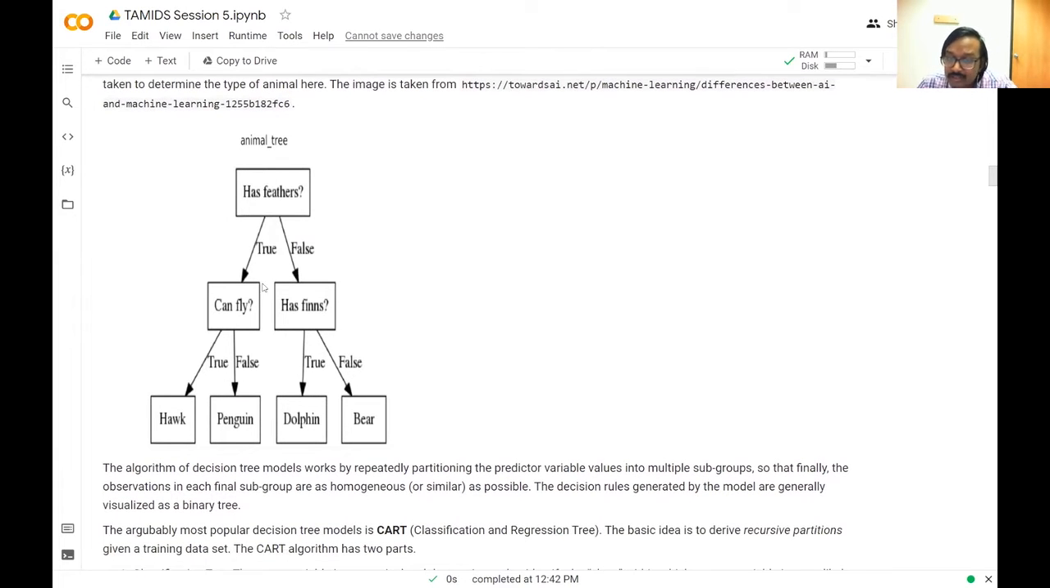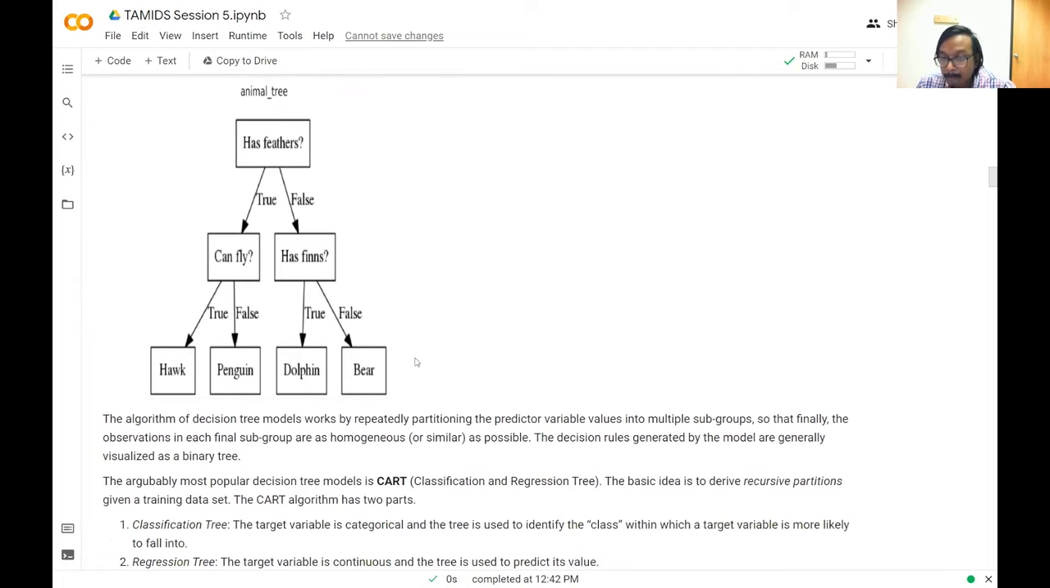And the next step, we further separate them. Can it fly? And then we can separate out the hawks and the penguins. And does it have fins? And then based on that, we can separate them into dolphin or bear, so that at the end, we are only left with bears. But suppose we want to do a further classification, suppose black bear versus brown bear, then we can have a further question, maybe color of the fur. And then we can split them into even more homogeneous or similar observations, right? Based on the features that we have.